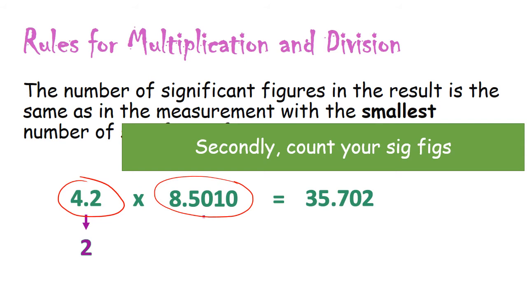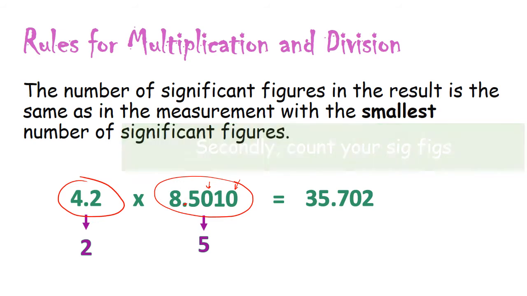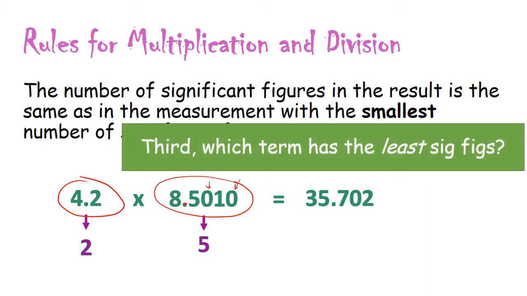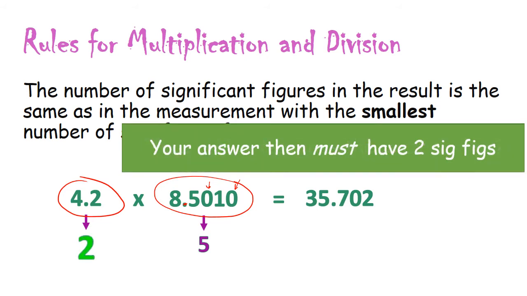Now I'll just remind you about the 5. The 0 in the middle, that is a captive 0, so it always counts. That would be this 0 right there. And this 0 is a trailing 0 that appears in a problem that actually has a decimal point, so it is significant. The third thing you want to ask yourself is which of these two terms contains the least number of sig figs? Yeah, that'd be 2. Well, what this means is your answer can only be as good as that. So it too can only have 2 sig figs.